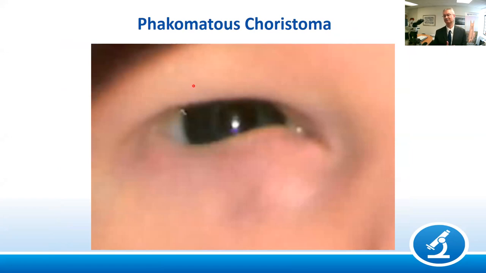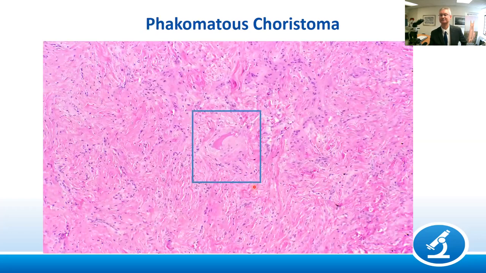Another classic lesion you may only see in ophthalmic pathology is the phacomatous choristoma. This is an infant with thickening and swollen type appearance to the lower medial eyelid and face. At biopsy, it had this dense fibrous type stromal tissue. And if you look within the blue square here, you might see a little bit of epithelium and a little bit of this pink material.